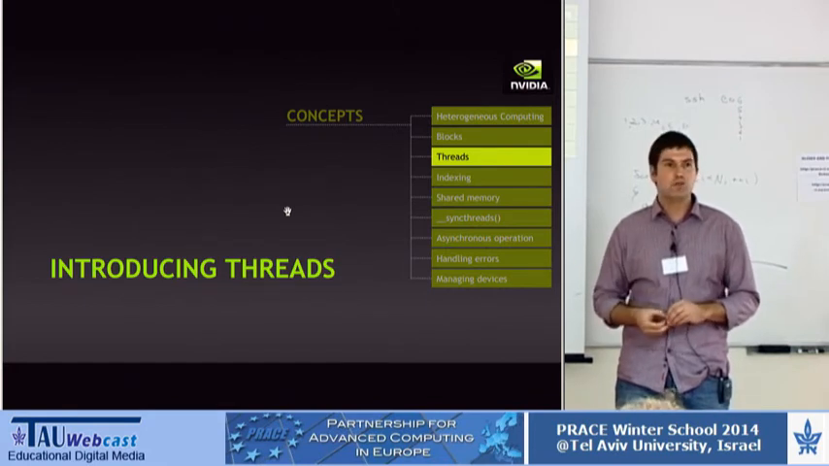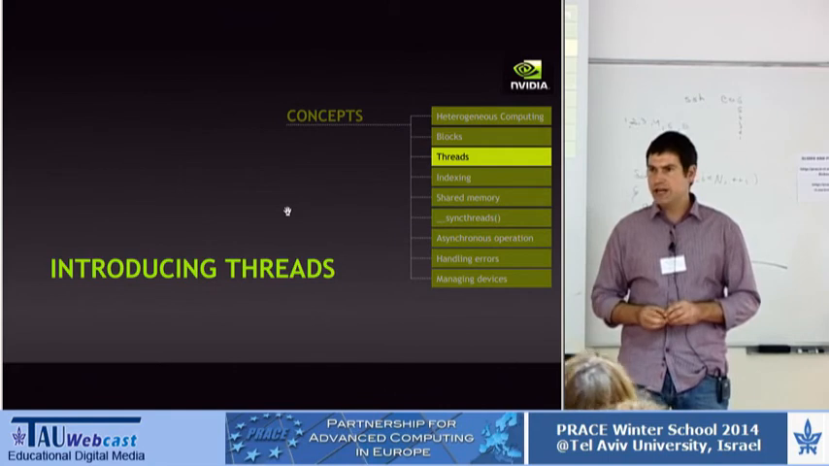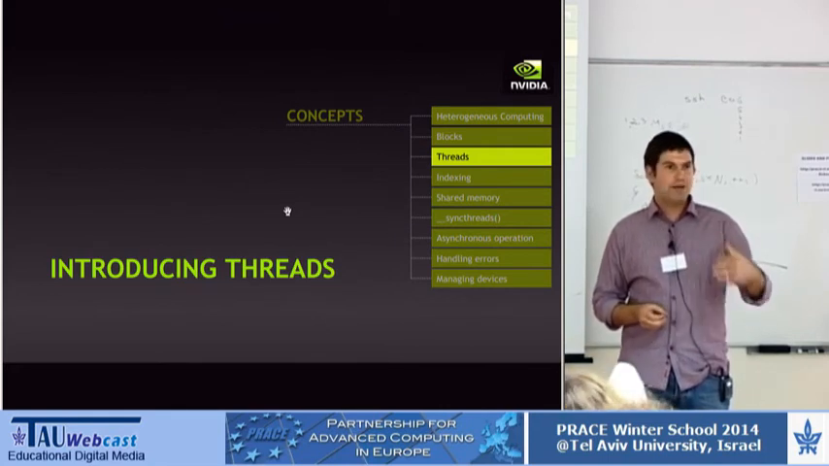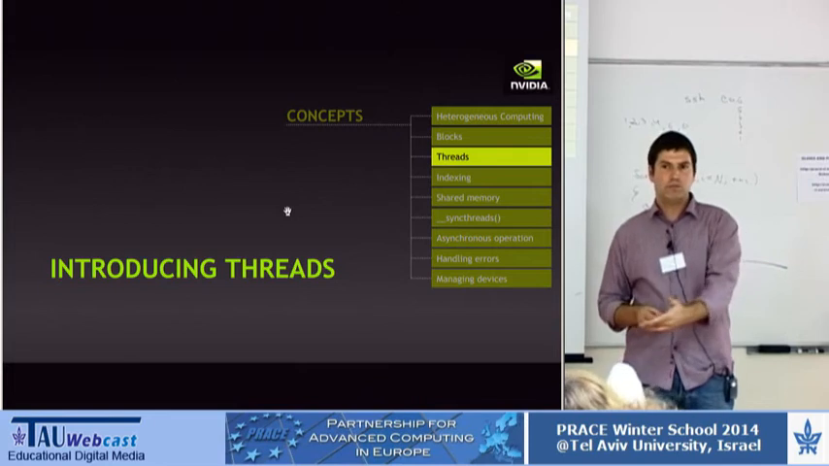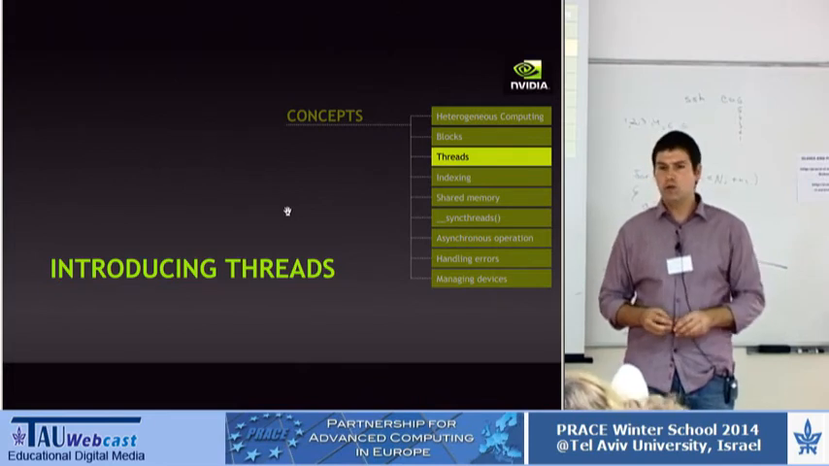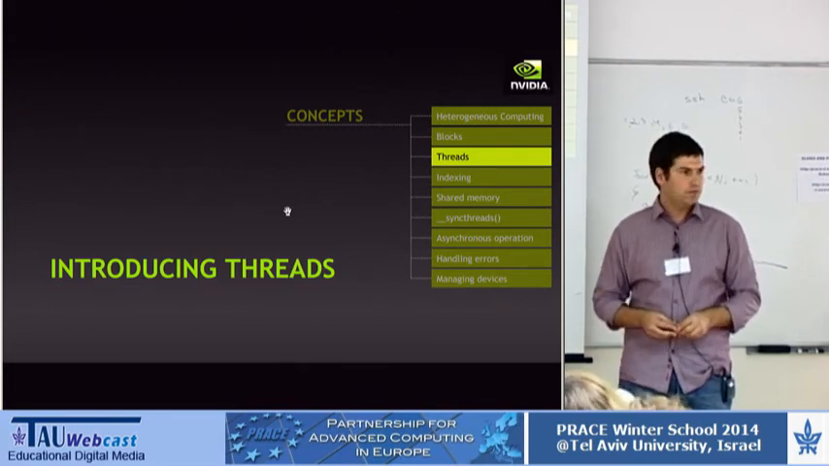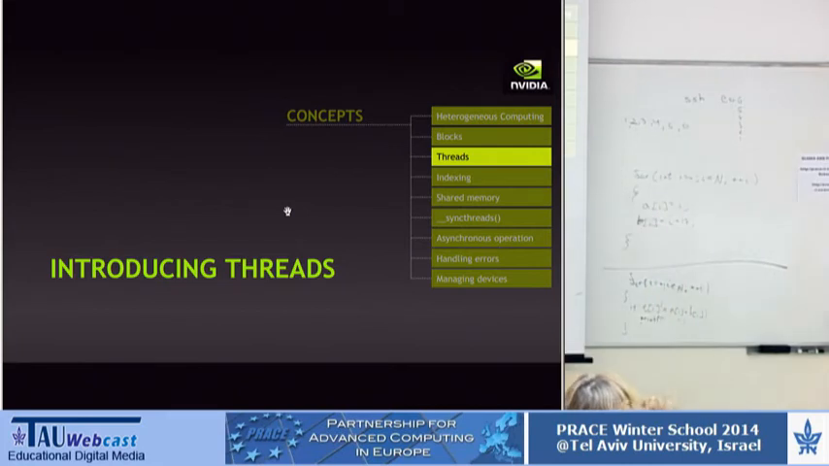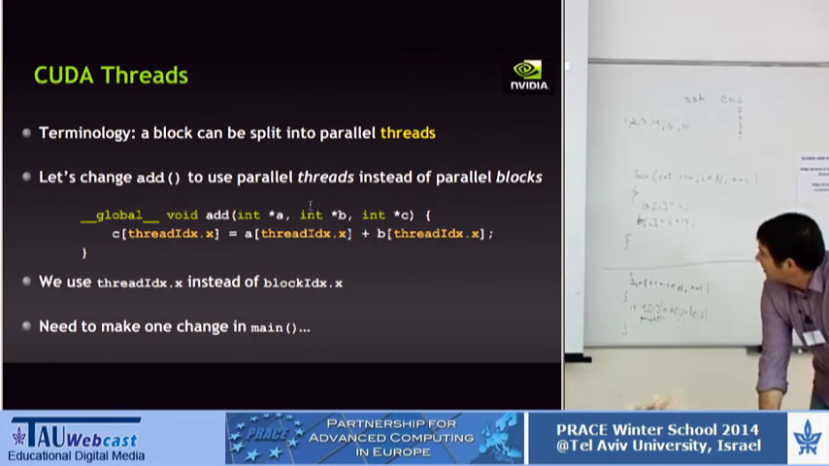Why can't we just use blocks? Because naively, you could say, you've already given me a way to run in parallel whatever number of blocks I need. So why do I need threads as well? We're going to answer that later, but first of all, I'm going to show you what threads are and how they're used practically.